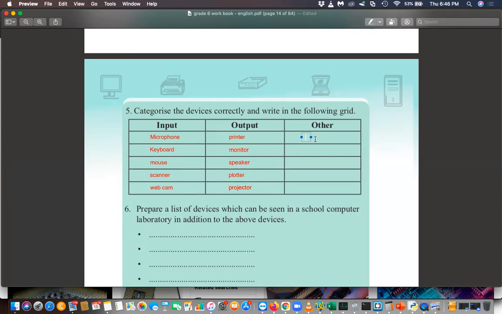And what are the other devices? You can say hard disk, system unit, pen drive, CD, DVD, router. So those are some other devices.